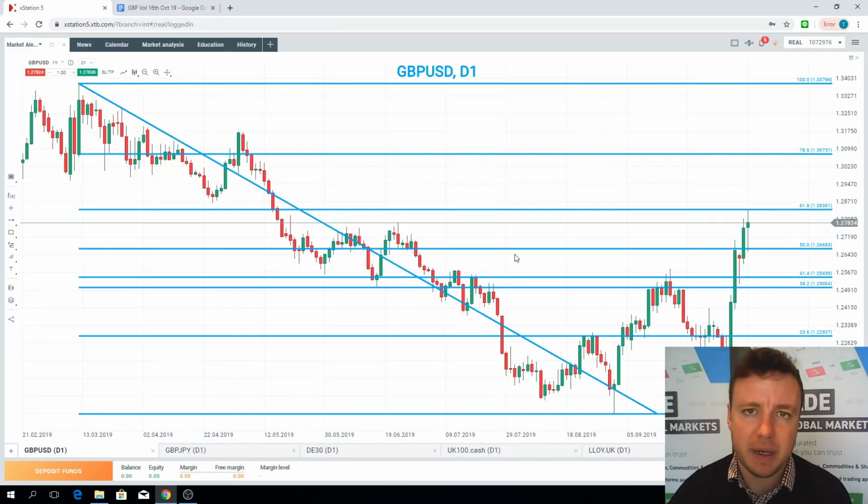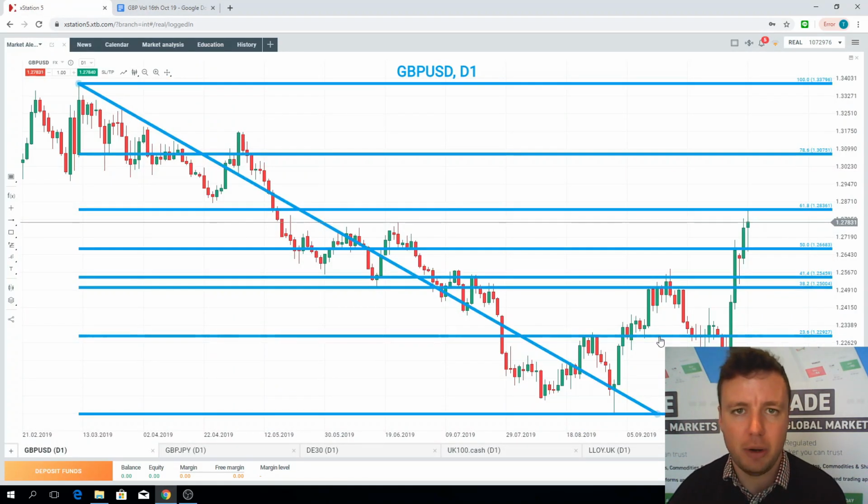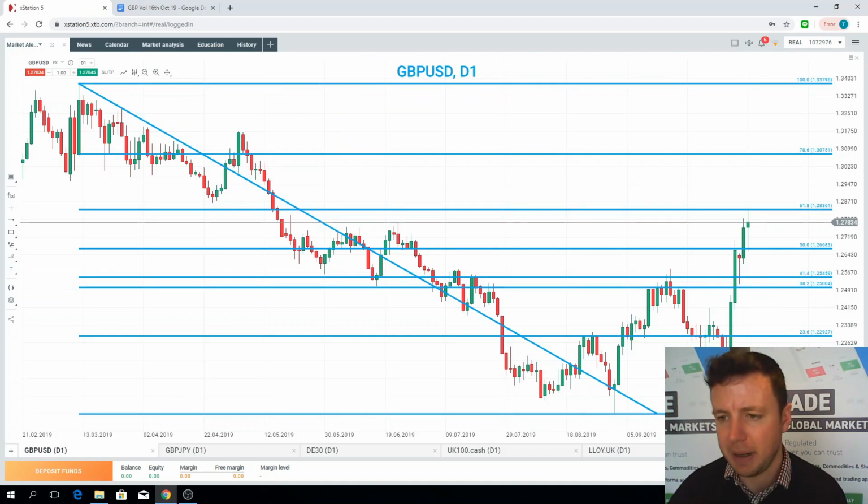Now, the reason for this big pickup in volatility has been a sharp move higher that we've seen lately. You can see the pound US dollar here has rallied strongly. We've gained around 600 pips from the lows that we saw last Thursday, around 1.22, all the way up to the highs just made in the last couple of hours, around the 1.2836 level.